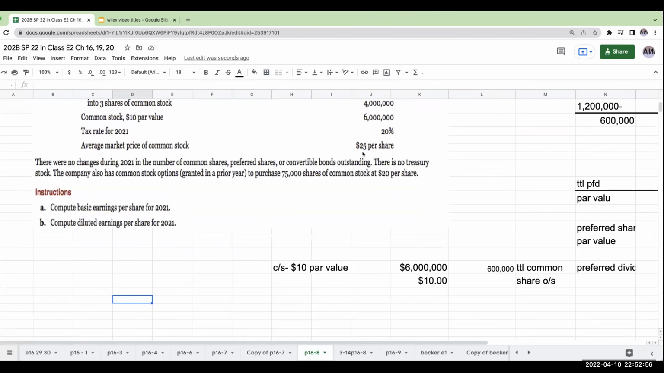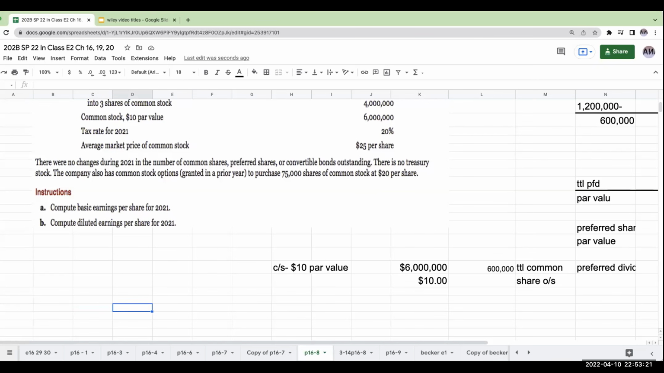And the answer is yes. If the average market price for common stock is $25 per share and the options are at 20 per share, these options are what we call in the money. Now, what we're going to figure out is, if the options were exercised cashlessly, how many shares would actually be issued? And this is how we're going to figure this out.